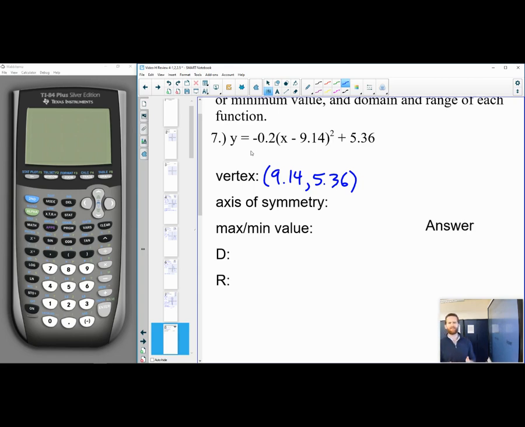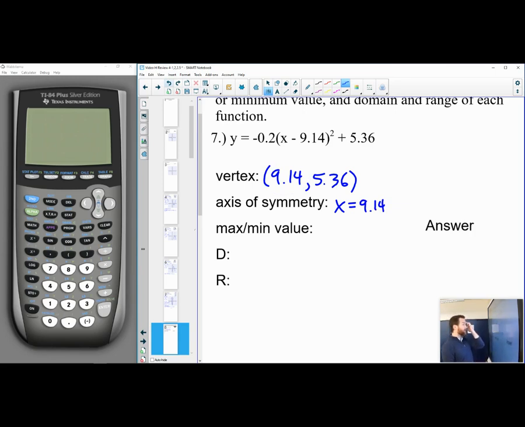All right, now we need the axis of symmetry. Now, remember, the axis of symmetry is always a vertical line going through the vertex. Since it's a vertical line, we have to start with x equals. Okay, we can't just put the number. If you don't put this x equals, you haven't actually described the axis of symmetry. So it's x equals, and we just take our x value right from the vertex. So it's x equals 9.14.